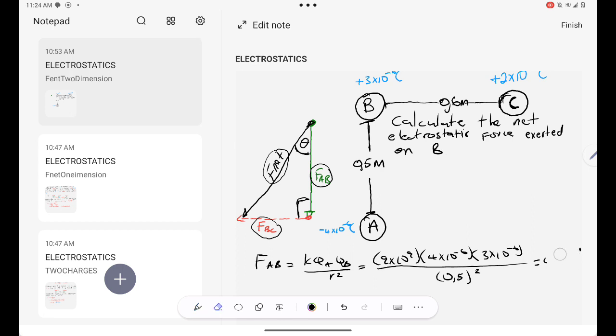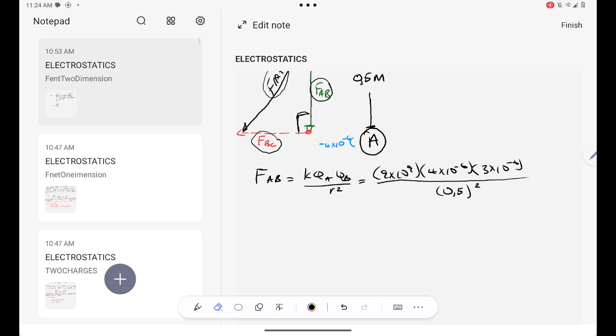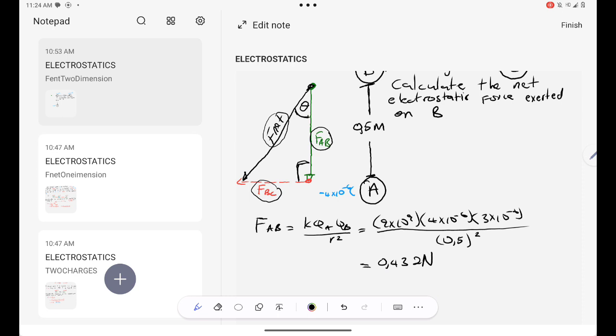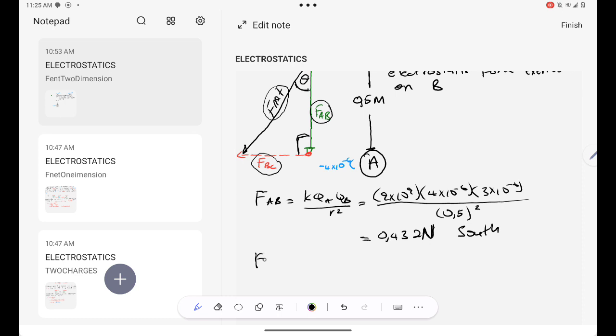Let me write it there because you don't have space. This is just 0.432 newtons. But remember, guys, I'm focusing on the electrostatic force that exists between both A and B. This force will kind of force charge B to move towards the south. Are you together? Now let's calculate the force that exists between charges B and C.